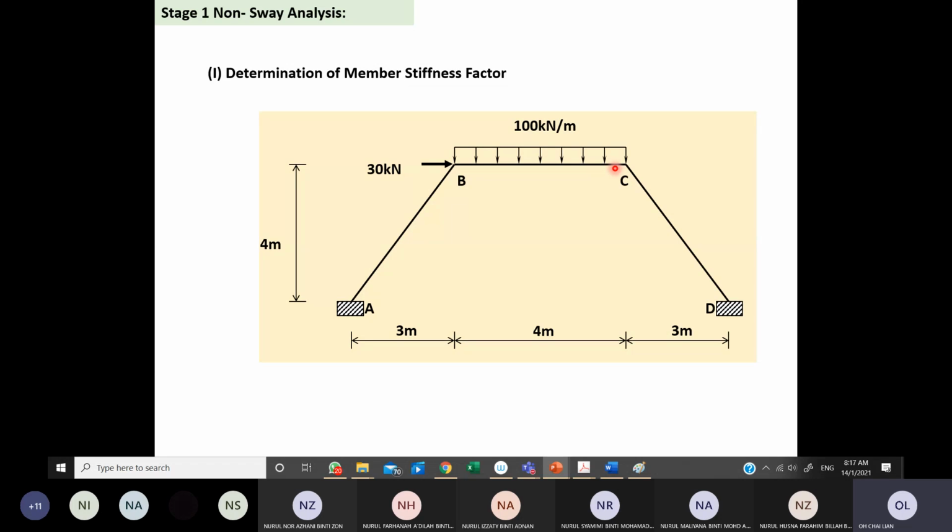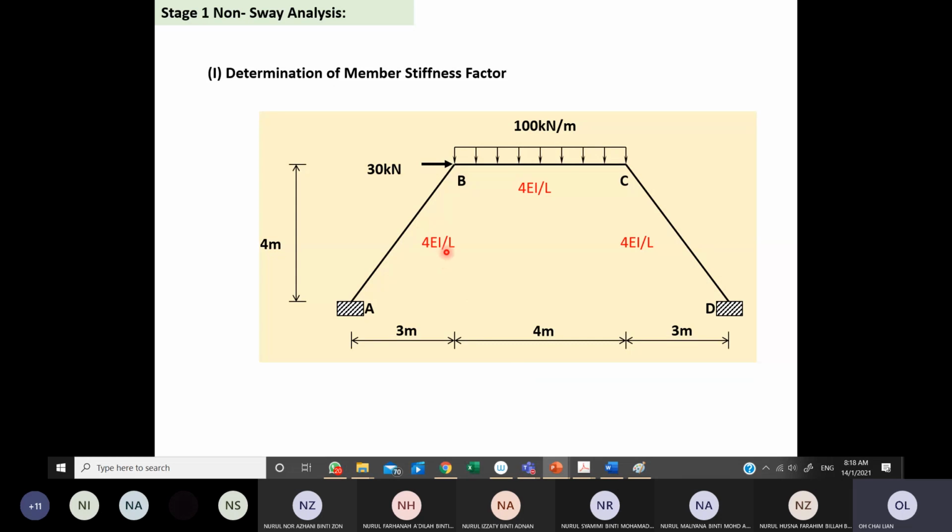But sometimes you will find an internal hinge. Let's say in BC, near to C, then at the end of CB you need to consider it as pin. If there is an internal hinge, but not in this case. So I think you can guess what equation is to be used for the member stiffness factor. We have two: one is 3EI over L and the other is 4EI over L. So class, what do you think? 4EI. Yes, very right. So 4EI over L.